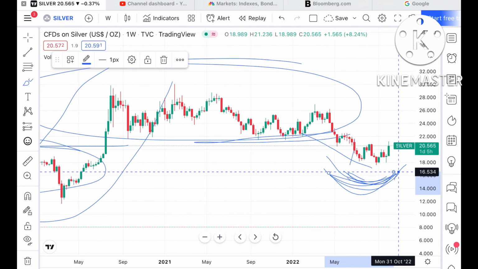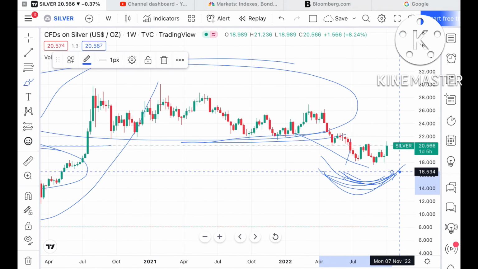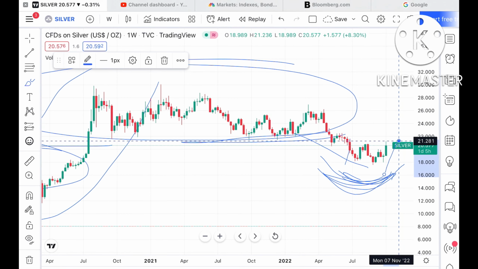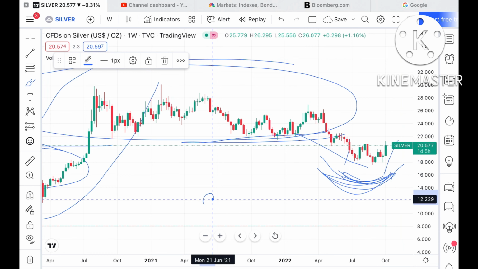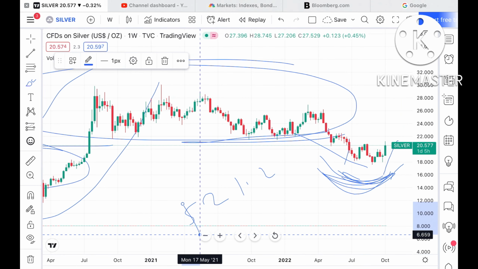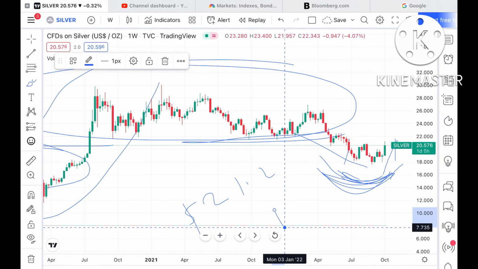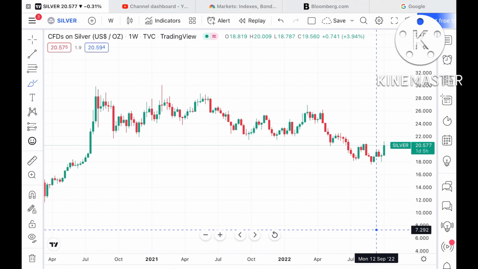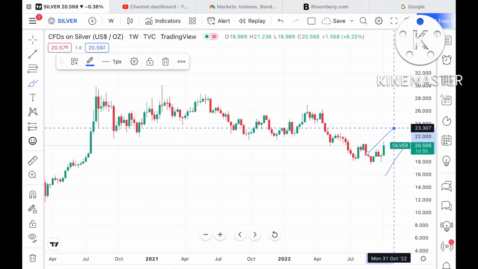$20.570. Okay, now what we can see looking at this particular chart: if the price sustains above a level of 20.8, then there is a probability that it can cross above a level of $21.2. If it goes below a level of around 18.2, then we can see it can move further down. That the price of silver is moving in an uptrend.